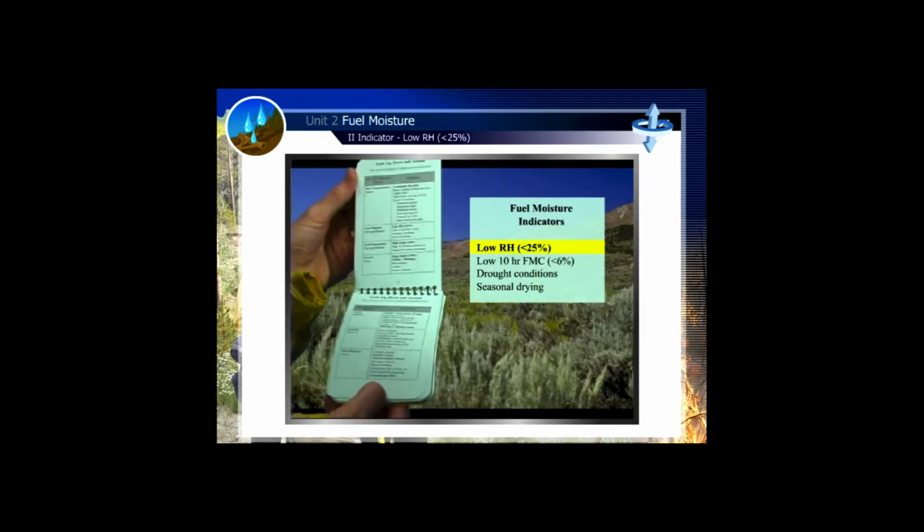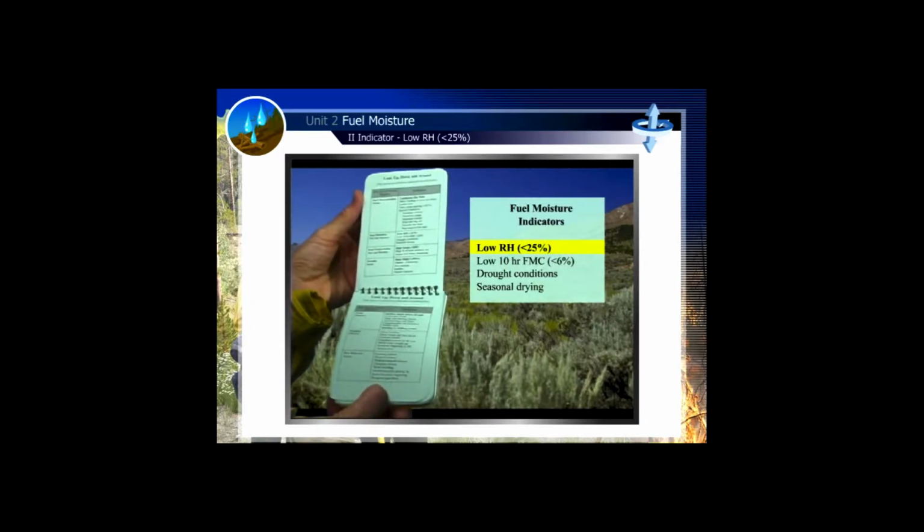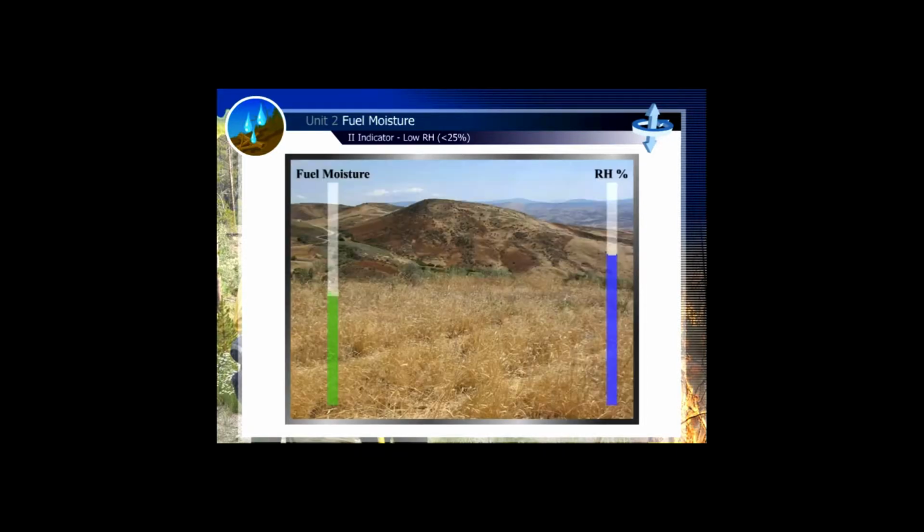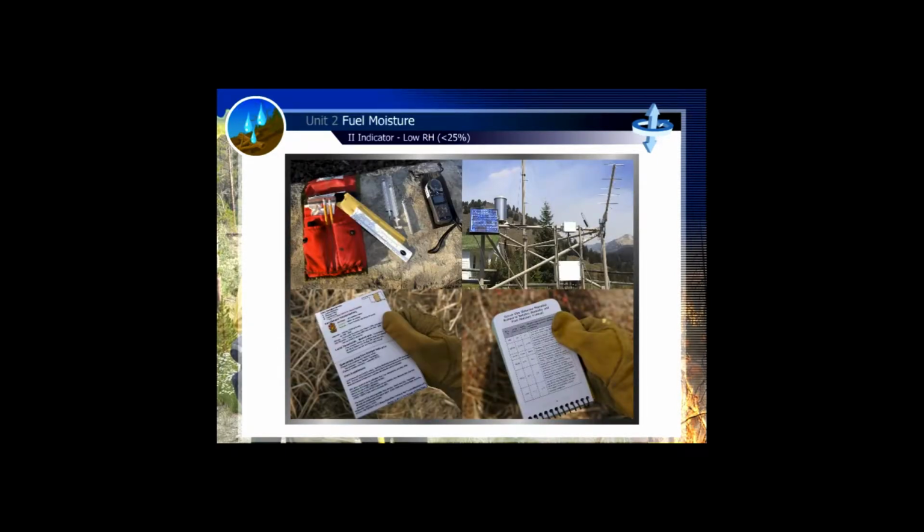Low relative humidity, less than 25%, is a critical indicator. Historically, the majority of large fires have occurred when the temperature was above average and relative humidity was unusually low. Small changes in relative humidity can have a significant impact on fine fuels because they can lose moisture quickly and become flammable. There are several ways to monitor relative humidity.